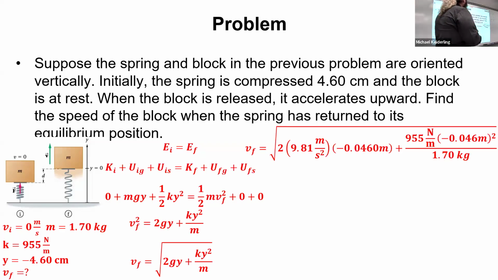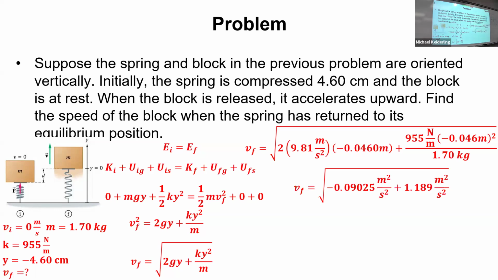So that'll be 2 times 9.81 meters per second squared. This is negative 0.0460 meters. So this is going to be a negative number. 955 meters per meter times negative 0.046 meters squared divided by 1.7 kilograms. So we have negative 0.9025 meters squared per second squared plus 1.189 meters squared per second squared, square root of 0.2862 meters squared per second squared. So v final is going to be 0.535 meters per second.